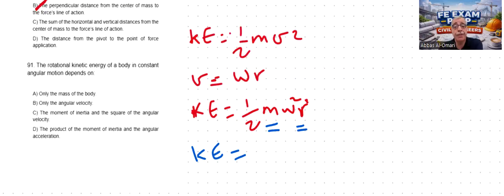Again, this question repeats in the FE exams, so you can simply memorize the answer without doing the calculations in the exam. It is simply the moment of inertia multiplied by the square of the angular velocity. So next question.